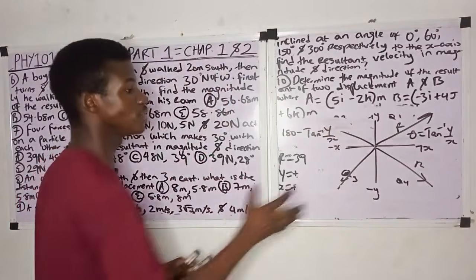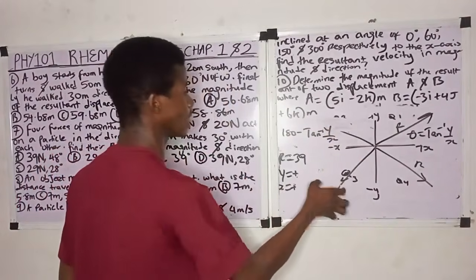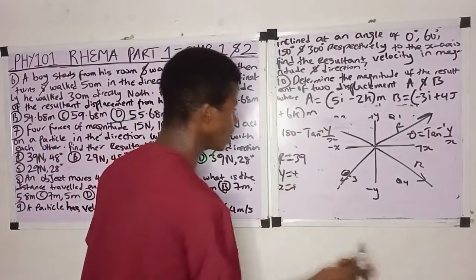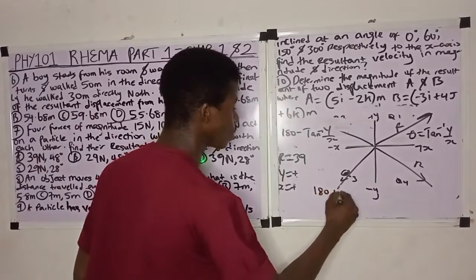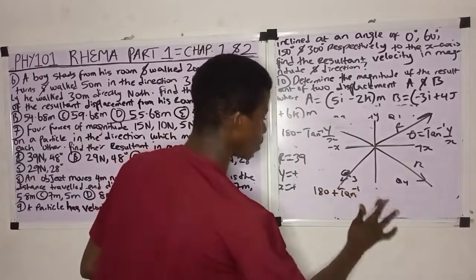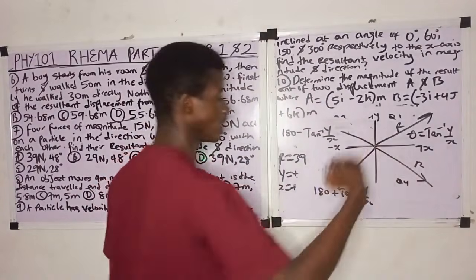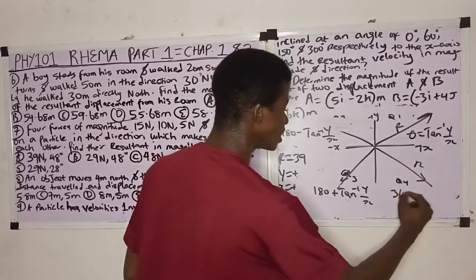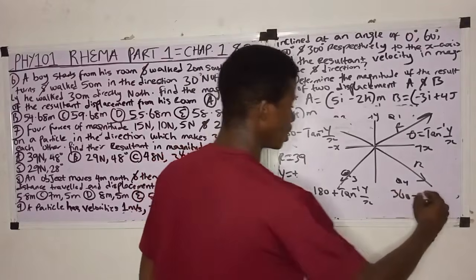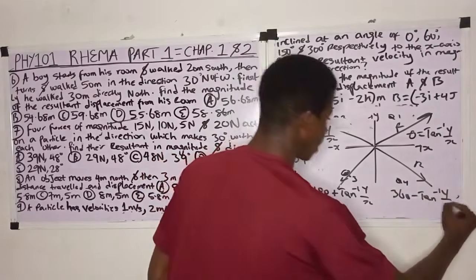Okay. Now when your resultant is in the third quadrant and you have to look at the direction of the resultant, it's very easy. It will be 180 plus the inverse of tan y over x. Then when your resultant is in the fourth quadrant, look for the angle to be 360 degrees minus the inverse of y over x.